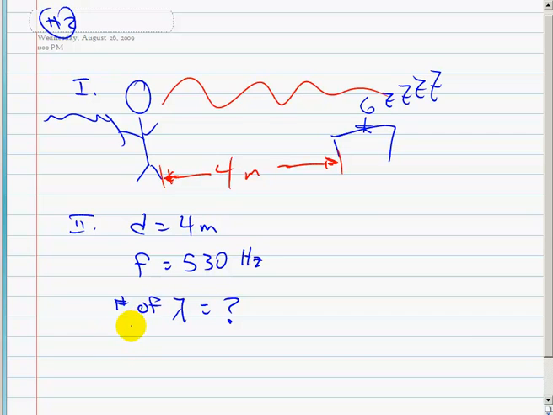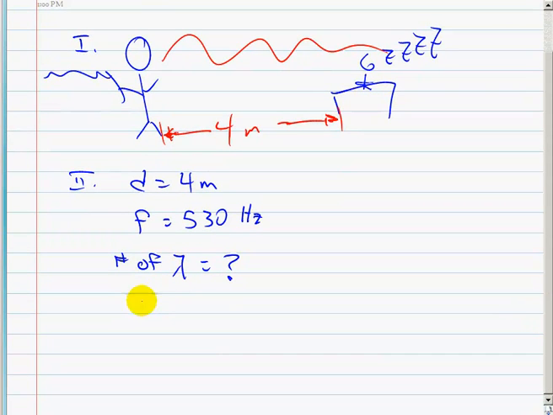What are we really trying to solve for? We're trying to solve for the wavelength, right? Aren't we trying to find the wavelength in meters? Okay? So here's what's tricky about this problem. There's a piece of hidden information.